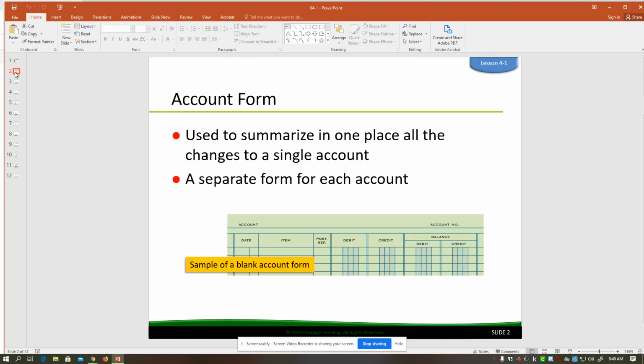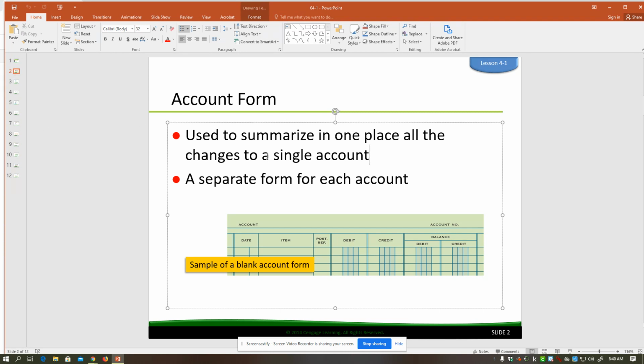So to go through this, an account form is used to summarize in one place all the changes to a single account, a separate form for each account. And this is a sample blank form. So you write the account name right here. The account number goes in this spot. Okay, and then you do date, item, and the information.